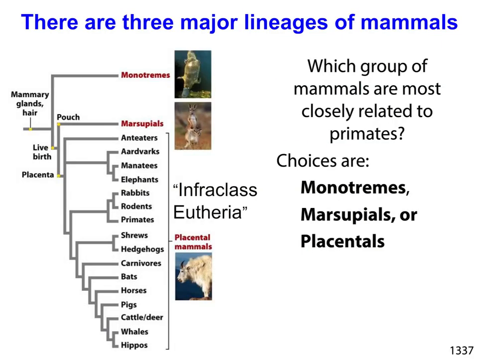Now, there are three major lineages of mammals, okay, so monotremes, marsupials, and placentals. So the monotremes are located above, okay, then we got our marsupials, kangaroos, then we have our placentals. So which group of mammals are most closely related to primates? We've said it before, placentals, all right?